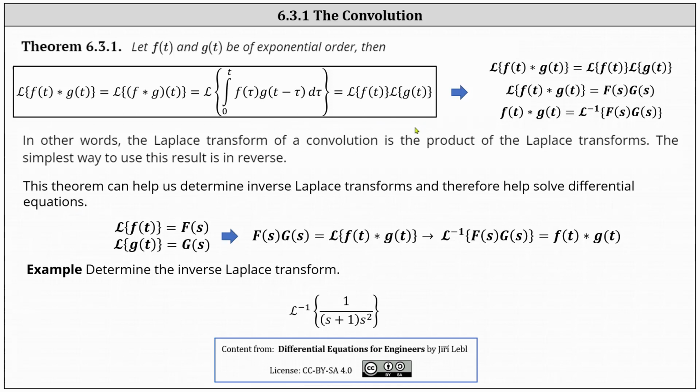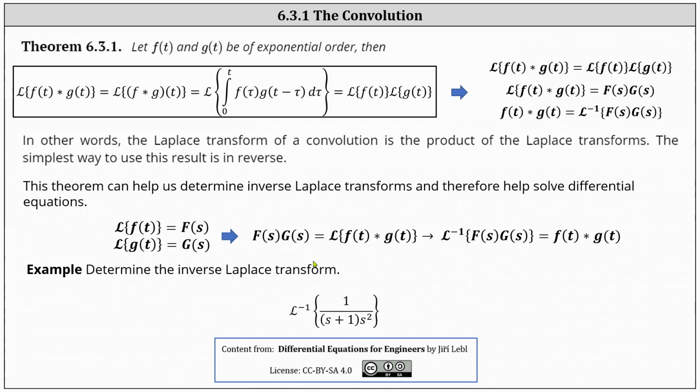So again, one more time, because the Laplace transform of f of t equals big F of s and the Laplace transform of g of t equals big G of s, we can say the product of big F of s and big G of s equals the Laplace transform of the convolution of f of t and g of t. And if we take the inverse Laplace transform of both sides of the equation, again we have the inverse Laplace transform of big F of s times big G of s equals the convolution of f of t and g of t. Let's take a look at how we will use this.